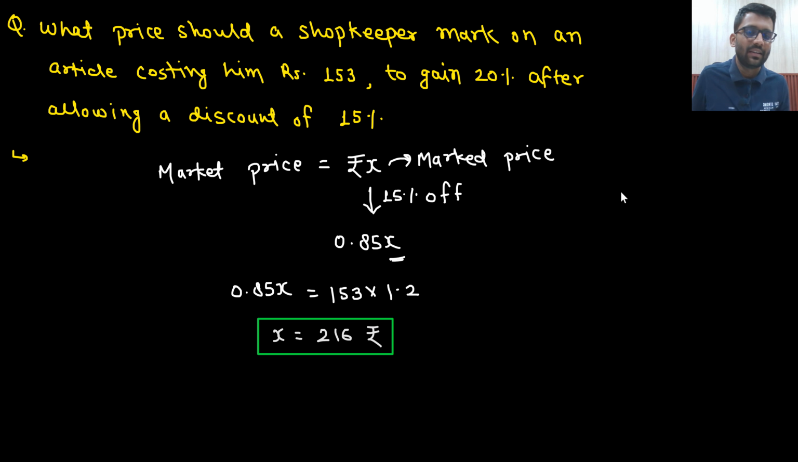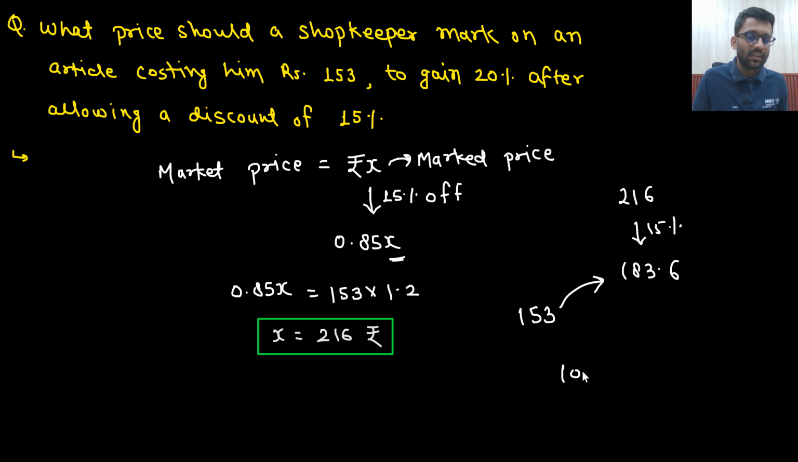Now he is saying that I am giving a 15% off. That means 216 into 0.85. That means I am selling it in 183.6 rupees. But actually it costed him 153 rupees. So how much gain is he getting?